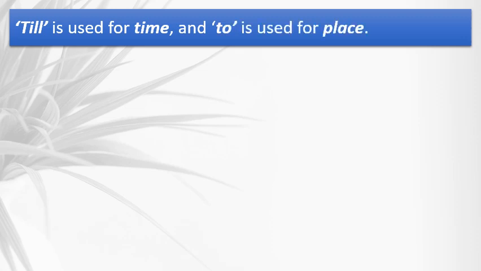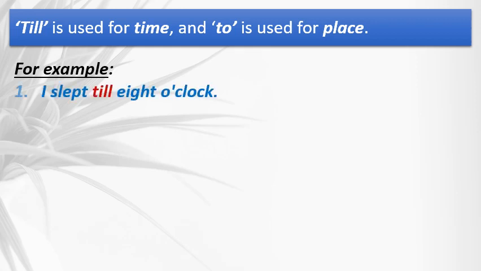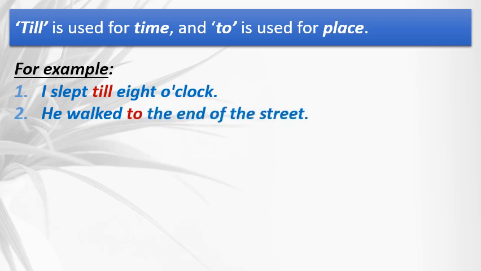Rule number 16 is: till is used for time and to is used for place. To clarify it, let's see some examples. Number 1: I slept till 8 o'clock. Number 2: He walked to the end of the street.